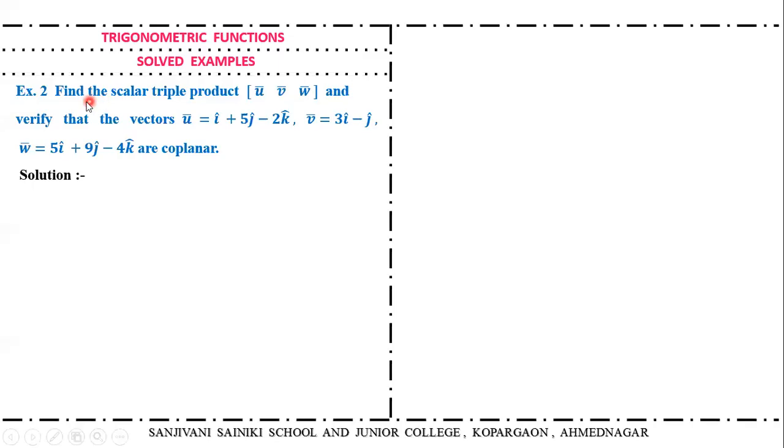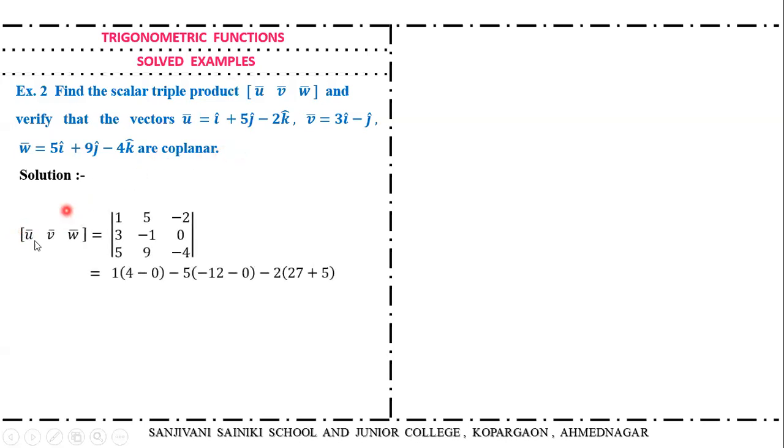The second example, find the scalar triple product U bar, V bar, W bar and verify that the vectors U bar is equal to i plus 5j minus 2k, V bar is equal to 3i minus j and W bar is equal to 5i plus 9j minus 4k are coplanar. So the box product of U bar, V bar, W bar, or scalar triple product of U bar, V bar, W bar. First row is the components of the first vector U bar, second row is the components of the second vector V bar and the third row is the components of the third vector W bar. Find and solve this determinant, you get 0.